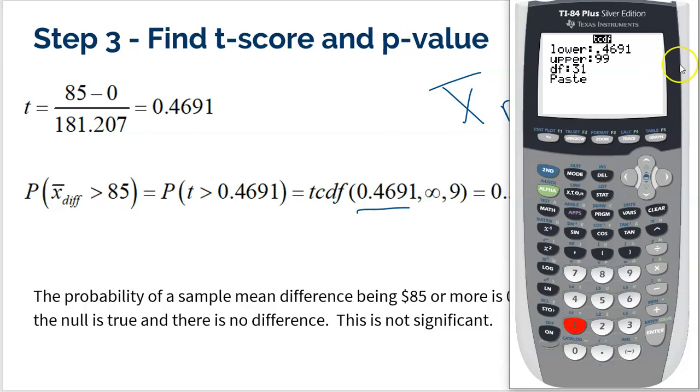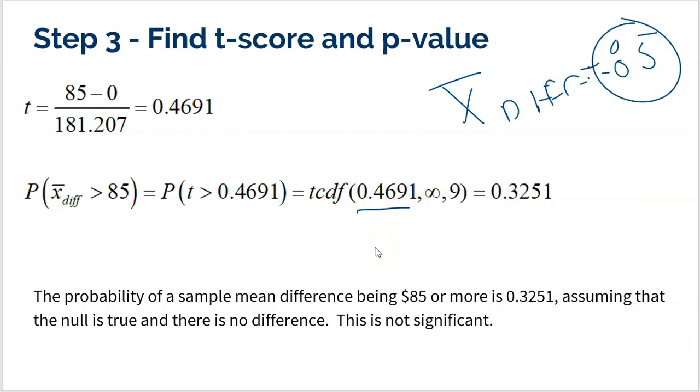0.4691, and again I'm going to go to 91, and let's see here, I need 9 degrees of freedom, and that's where I got the 0.3251. So that's very likely. That's a very high p-value. That means that my difference of $85 or even higher was actually not that weird. It was not that significant, assuming that the null is true, that there is no difference.